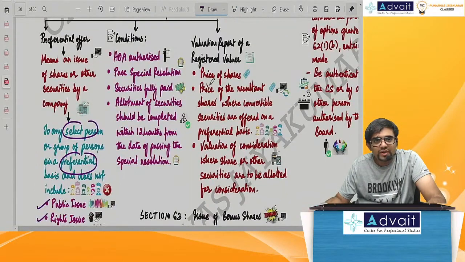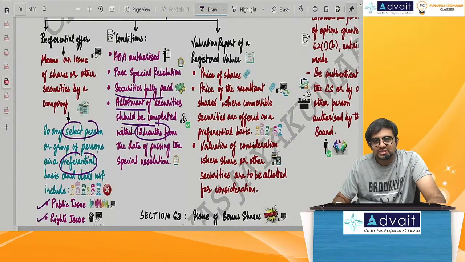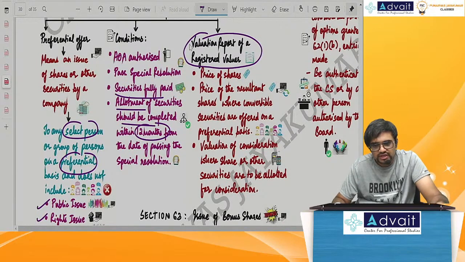So what are the conditions? AOA should authorize it. You should pass a special resolution. Securities must be fully paid up. Allotment of securities should be completed within 12 months from the date of passing the special resolution. Similar points to 42, but here there is a different procedure. A valuation report of a registered valuer is needed. A registered valuer's report is a must.